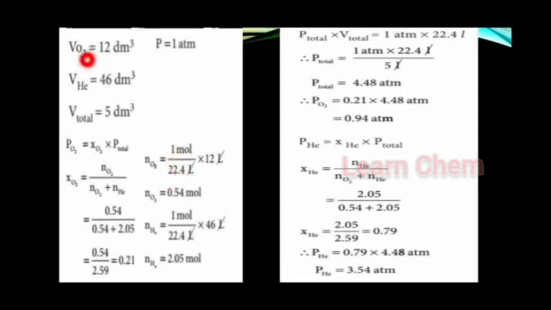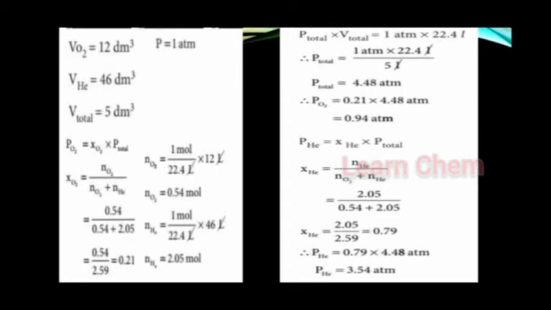Then what about 12 dm³ of gas? So 1 by 22.4 into 12. Therefore the number of moles of oxygen is 0.54 moles. If you substitute this value, the number of moles of oxygen is 0.54 divided by 0.54 plus the number of moles of helium. For helium, 1 by 22.4 into the given value, 46. Therefore the number of moles of helium is 2.05 moles.